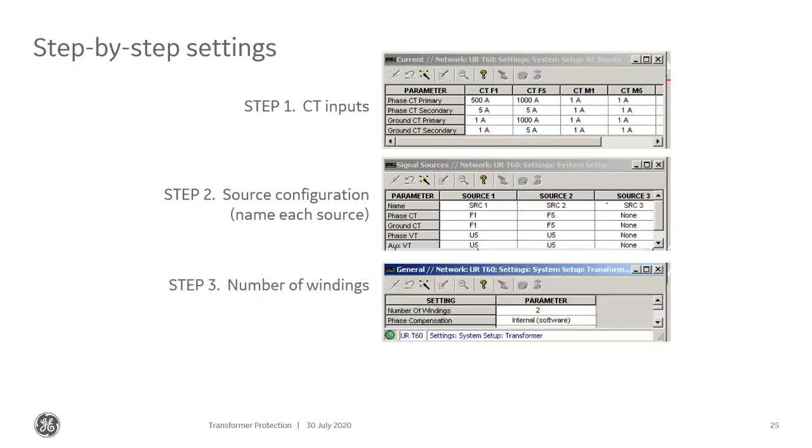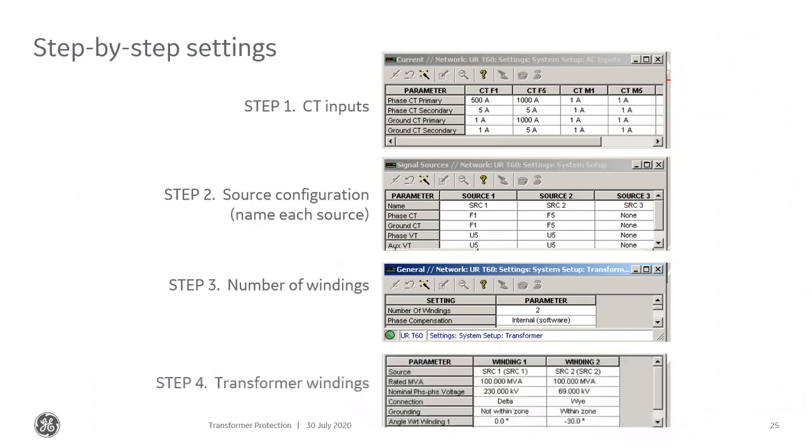This particular transformer is going to be a 2-winding transformer, so I'm going to model it as a 2-winding transformer. And again, I'm going to do a phase compensation as internal because I want the relay to do phase compensation and zero sequence removal rather than doing that with CT. The other option for that phase compensation is external with CTs. If I'm in a retrofit application and I cannot rewire my CTs, then I probably want to use external with CTs. And then once I've done that, I set my windings almost exactly like I do with the 845.